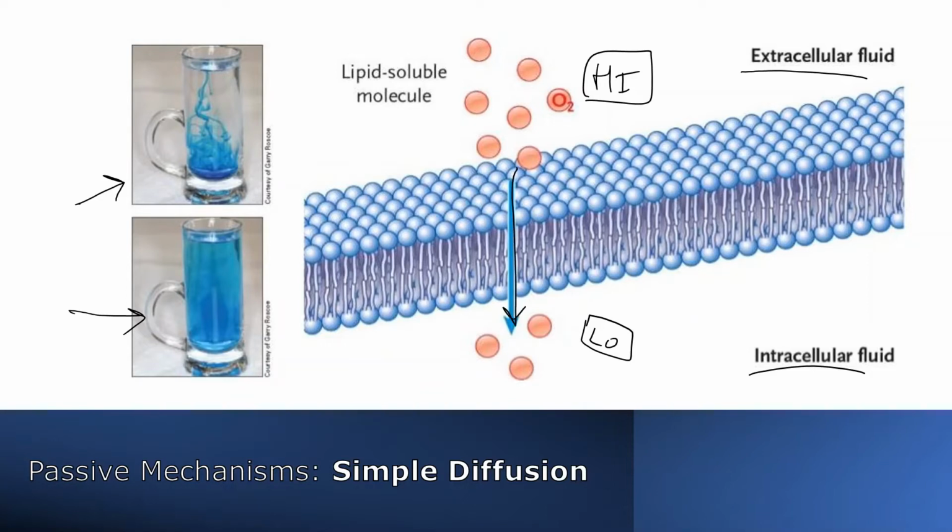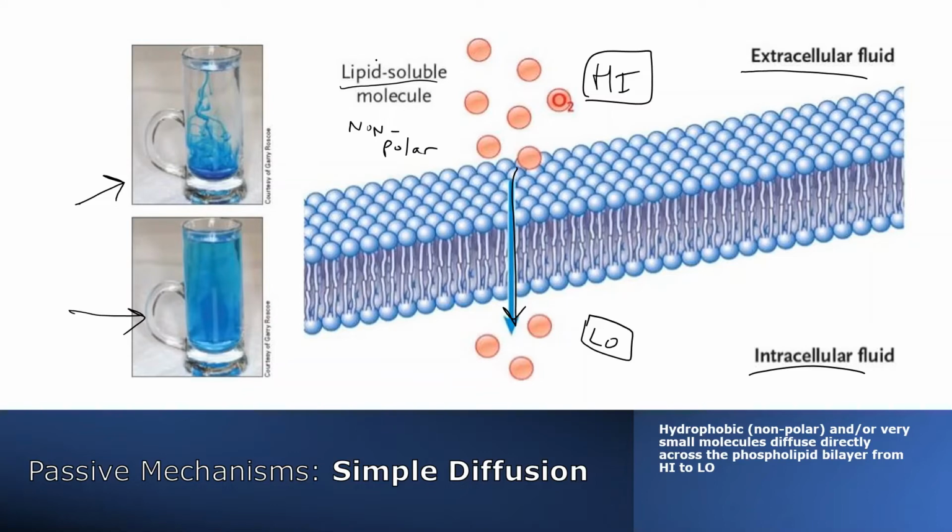And whenever we see particles moving high to low, we automatically scream out, it's passive, it's passive. I also don't see any ATP in the picture. No ATP is present. Again, a sign that I'm looking at a passive type of mechanism. Well, here we go. Simple diffusion is what you see. Something that's lipid soluble, aka nonpolar, right? We could say also hydro what? It's going to be afraid of the water. So this is hydrophobic. Okay, so something that's lipid soluble, aka nonpolar, aka hydrophobic, gets in free.